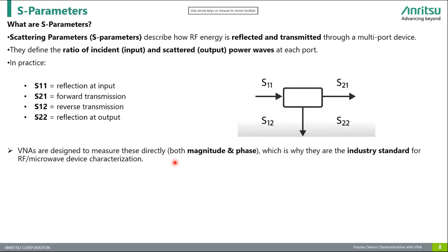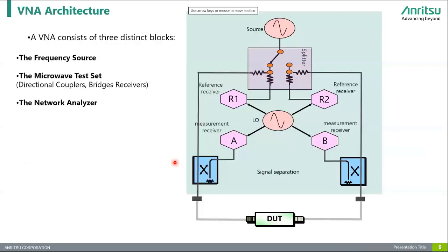Now, we will discuss the VNA architecture. A VNA consists of three distinct main functional blocks. One is the frequency source, which is used for generating a signal. The second one is the microwave test set, which contains directional couplers or bridges, used to split the signals. And the last one is the network analyzer, which we call the brain of the system. It includes both analog and digital processing components that measure the signals and compute the S parameters.